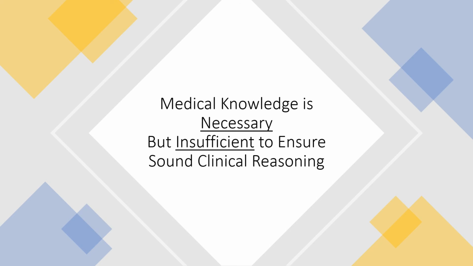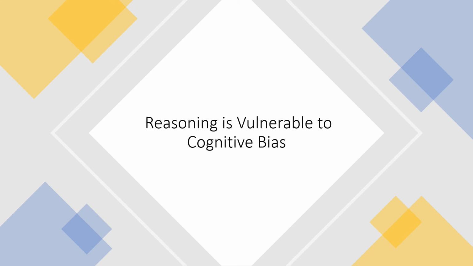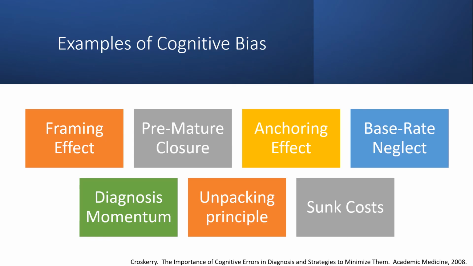Therefore, it is critical to note that while medical knowledge is absolutely necessary to perform successful clinical reasoning, it alone is insufficient to ensure that clinical reasoning is sound. Also, it is important to note that reasoning is vulnerable to a variety of cognitive biases. These are some examples of cognitive biases, and there are approximately 40 that have been identified by researchers and are published in the literature.